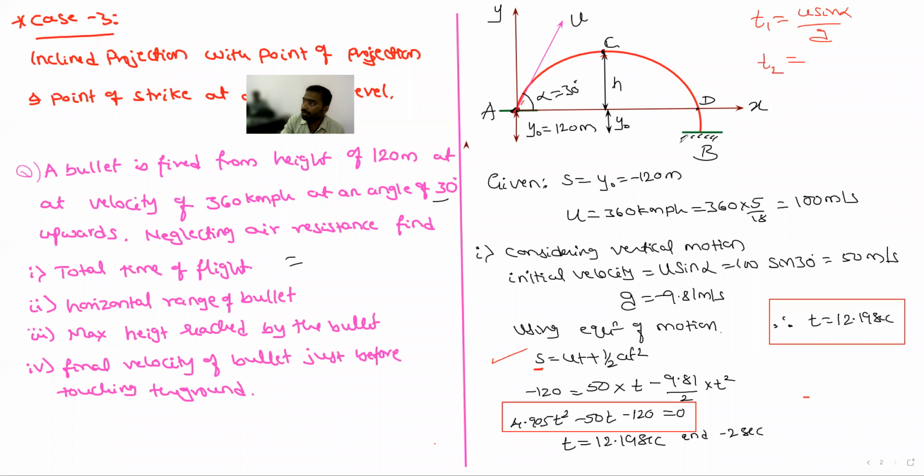Okay, you can take that. You can use that also. Otherwise T2 is equal to, you can find out if you know the value of H. You can also use S is equal to UT plus half AT square.